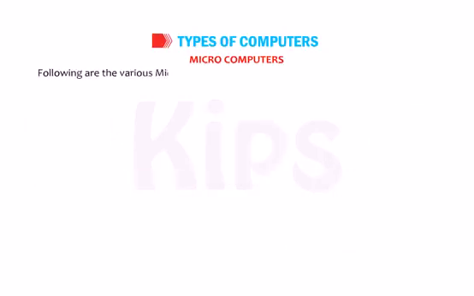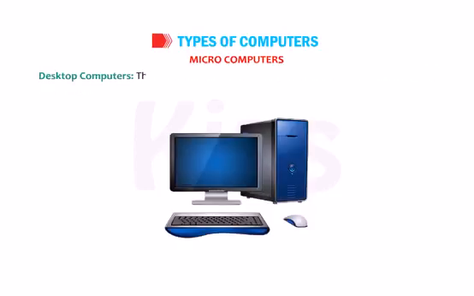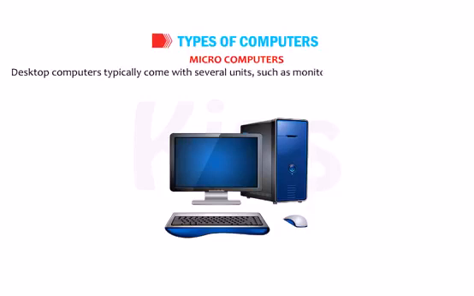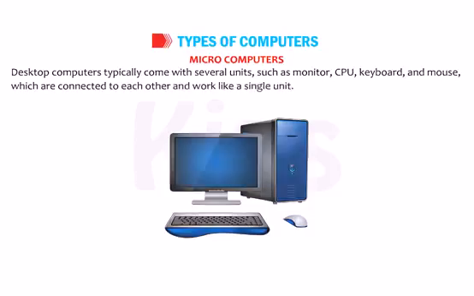Following are the various microcomputers that are given different names according to their usage. Desktop computers. These computers are designed to fit comfortably on top of a desk. Desktop computers typically come with several units such as monitor, CPU, keyboard and mouse, which are connected to each other and work like a single unit.